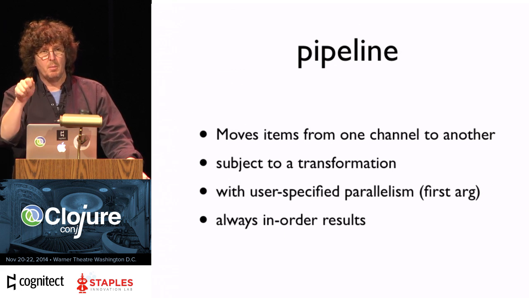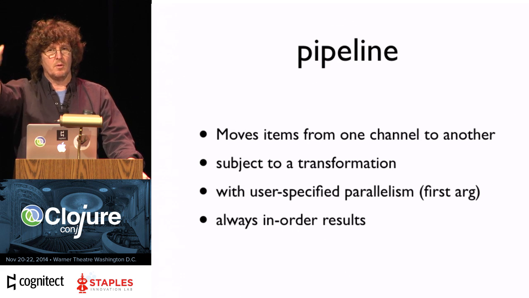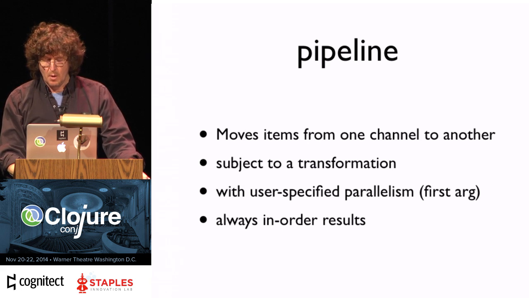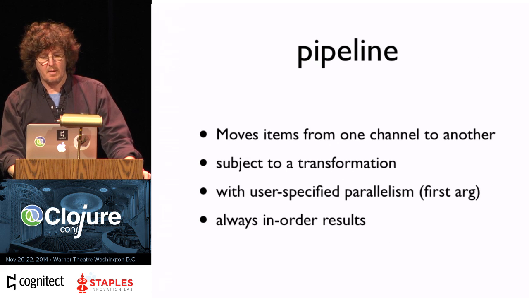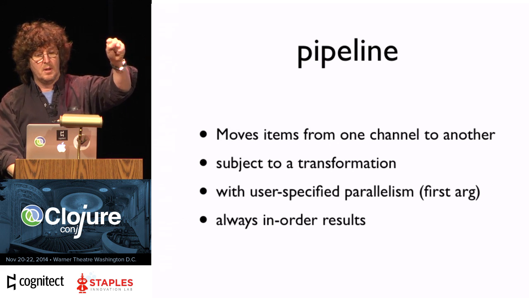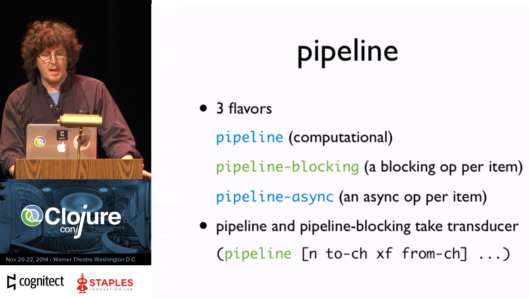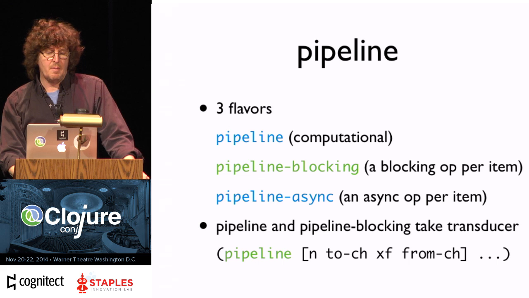And you're also able to control the parallelism. You can say, use this many threads or that many threads. Do this many at the same time. So unlike PMAP, you have a lot of control. So it takes a channel, returns a channel, takes a transducer, right? But it's parallel in the middle. So there's 3 flavors. I'm going to talk about this. I'm going to go 5 minutes late.